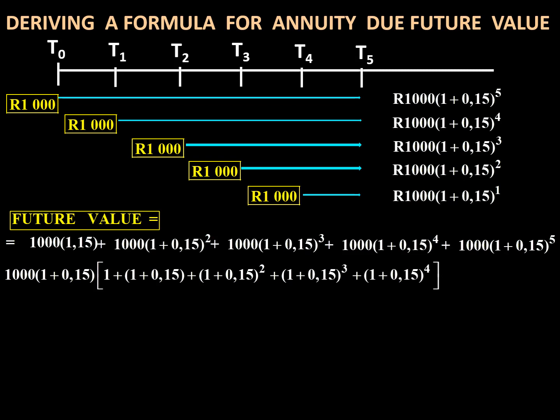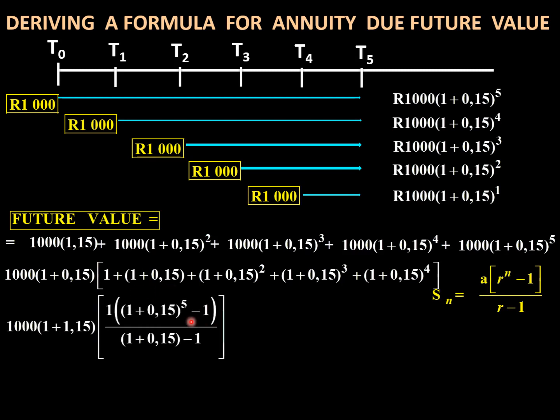And what do you notice about that series? Again, it's also a geometric series, and we can use the sum formula for a geometric series. So the A value, this is the series here, the A value is 1, and the ratio again is 1 plus 0,15. If we substitute that into the sum formula and simplify all of that, we end up with this.